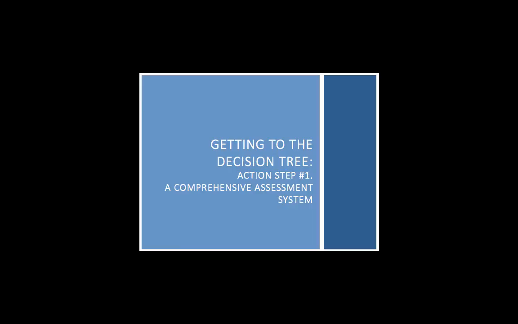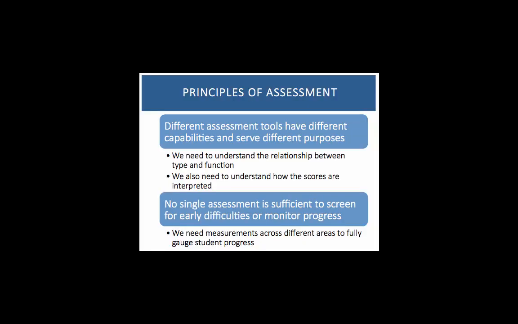The first step in getting to the decision tree involves the design of a comprehensive assessment system. There are a number of principles that should be kept in mind as leaders and their teams begin the redesign of existing assessment systems. The first principle to keep in mind is that different assessment tools have different capabilities and serve different purposes. We therefore need to understand the relationship between the type and the function of the assessment. We also need to understand how the scores of assessment should be interpreted.